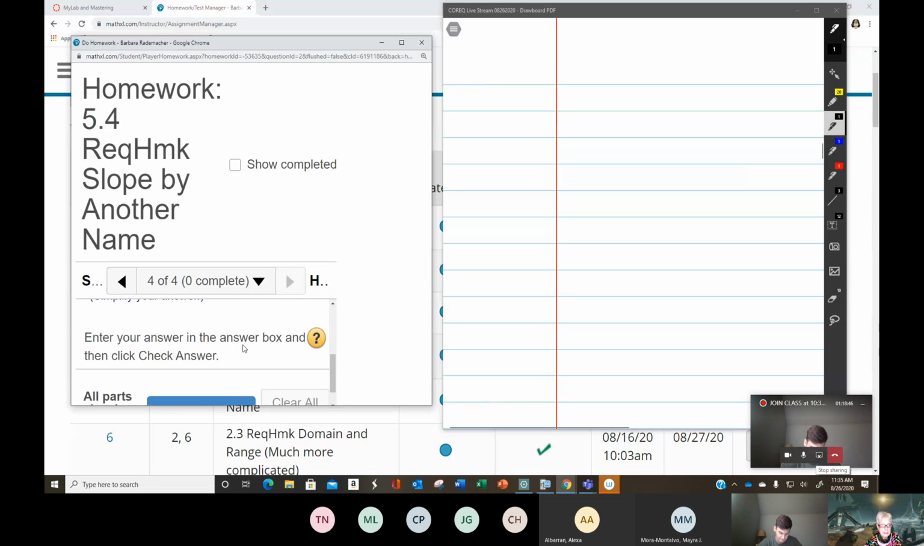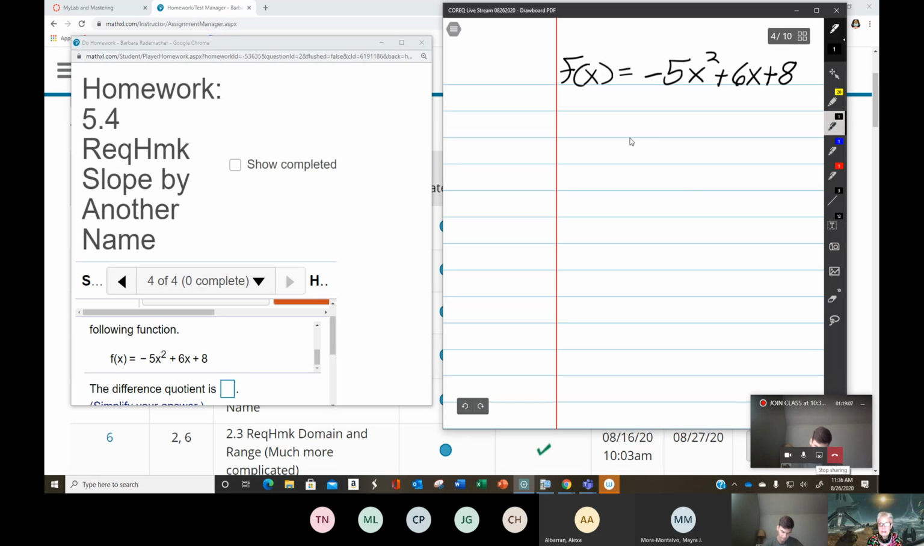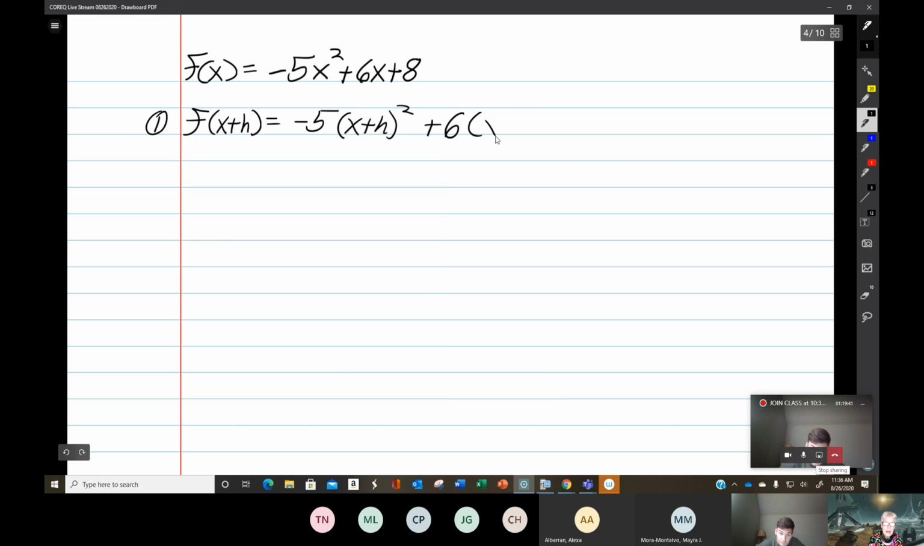Okay, so I have to scroll down to see what that is. Right there. We've got f of x equals negative 5x squared plus 6x plus 8. And so step 1 will be find f of x plus h. Now remember, whatever is in there, I have to put in all of the x's. So this will be negative 5 times x plus h squared plus 6 times x plus h plus 8.